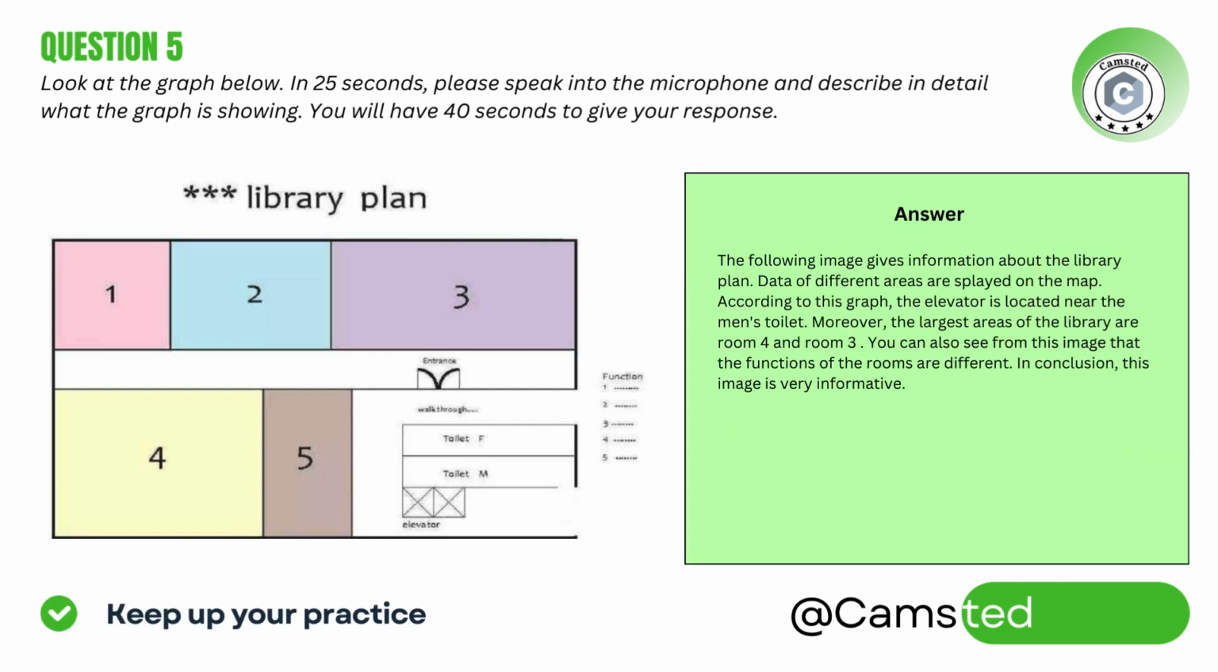The following image gives information about the library plan. Data of different areas are displayed on the map. According to this graph, the elevator is located near the men's toilet.